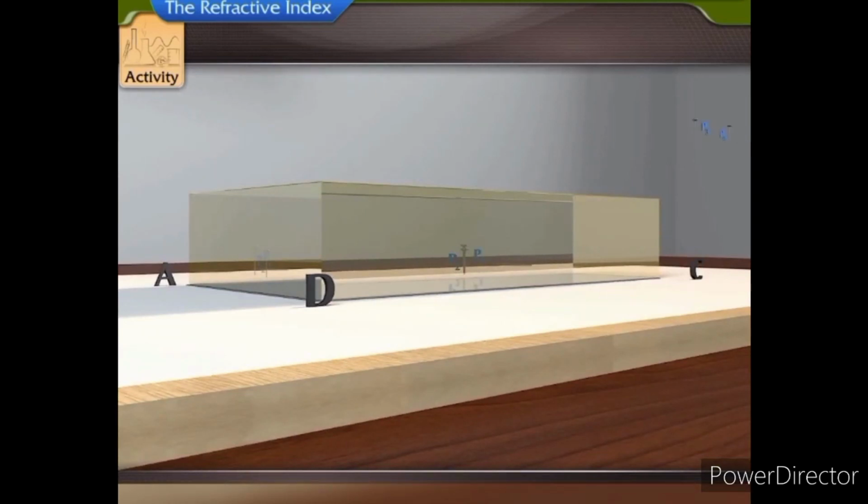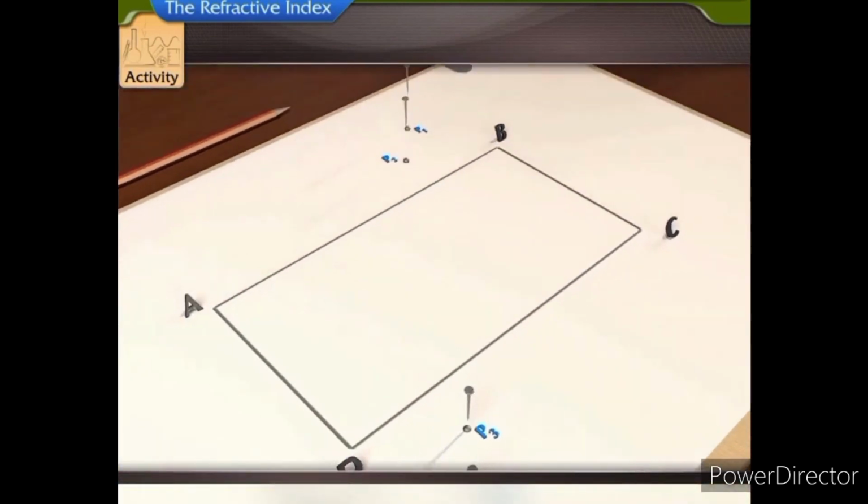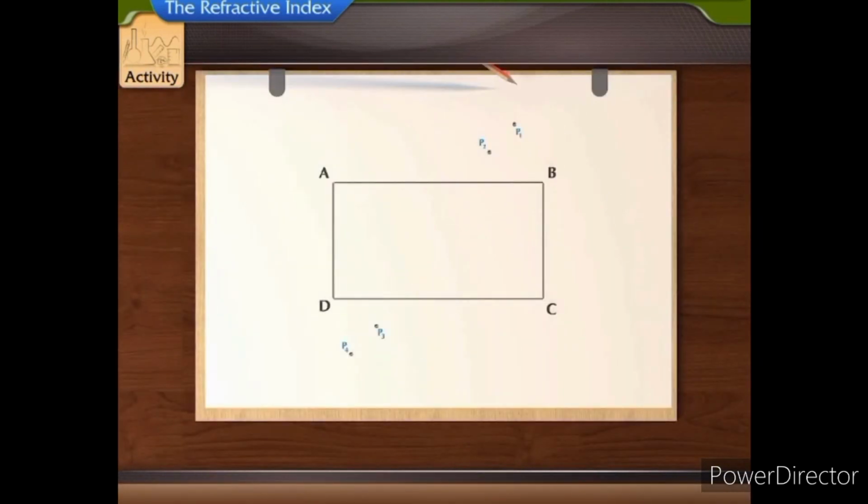Fix 2 pins P3 and P4 in such a way that they cover the images of the first 2 pins P1 and P2 respectively. Now all 4 pins appear to be in the same straight line. Remove the plastic slab and the pins. Mark the positions of the pins. Draw the line PQ through points of impression of pins P1 and P2. PQ is the incident ray. Similarly, draw a straight line joining points P3 and P4 and produce it to meet the line DC at point R. RS is then the emergent ray.